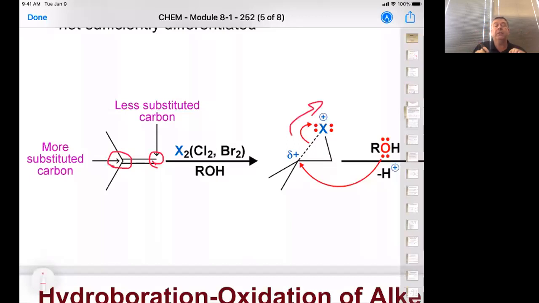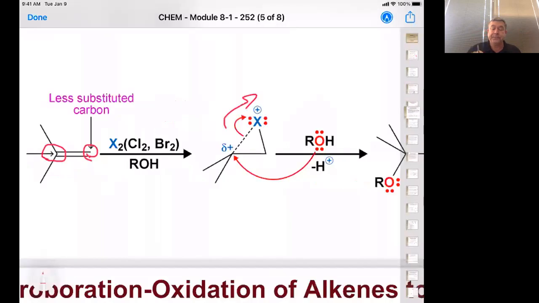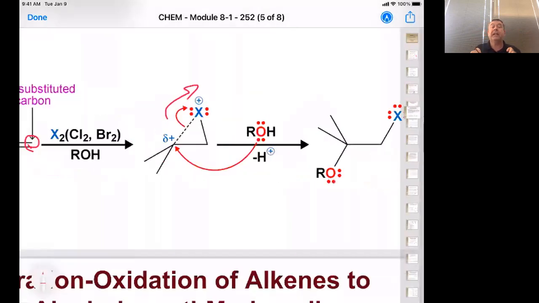So if the partially positive charge is on the more substituted carbon, that means it's more likely to be attacked by our nucleophile. In this case, we're attacking with alcohol, meaning we're going to get a specific regiochemistry in our halohydrin reaction, or the alcohol version of the halohydrin reaction, if we have a difference in substitution pattern on our carbon.